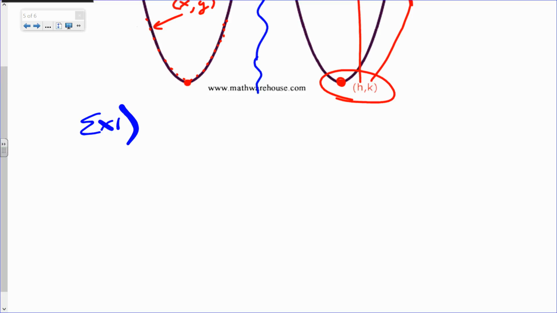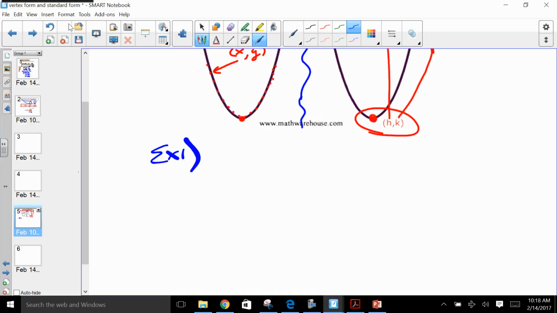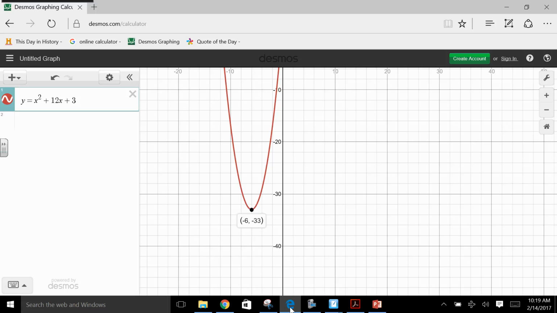Here we go. Now, we already graphed it, huh? Because right here on decimals, we already know the vertex, right? It's right there. -6, -33.